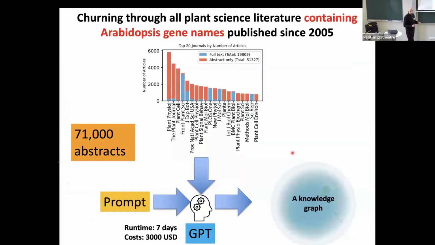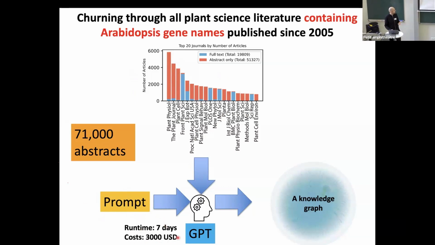So knowing that this worked, we then analyzed all of the papers that contain an Arabidopsis gene in their abstract, which was around 71,000 abstracts. So for the journals in red, we could analyze abstracts, and for the ones in blue, we could also get full text papers. So we analyzed those papers using the prompts that I showed you.